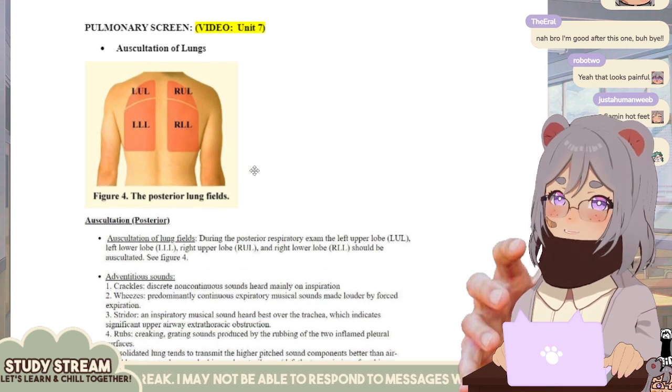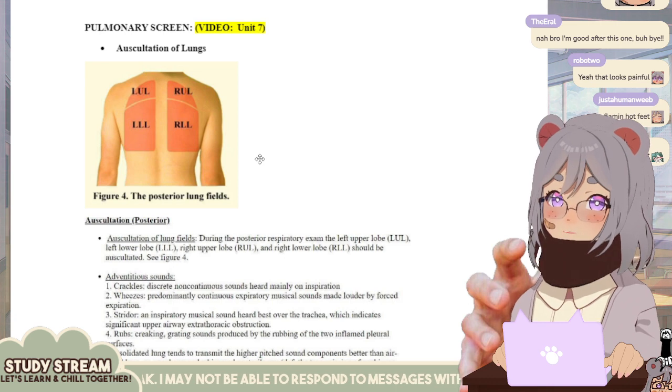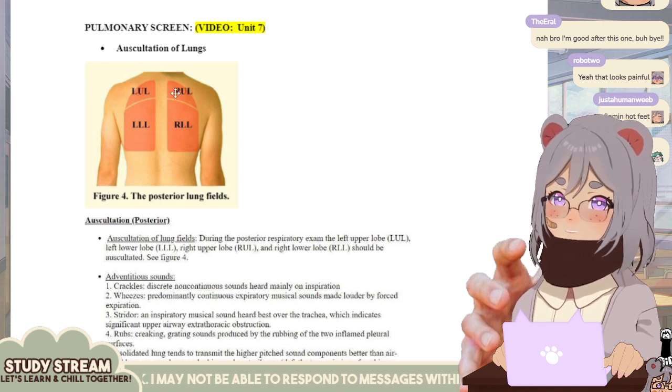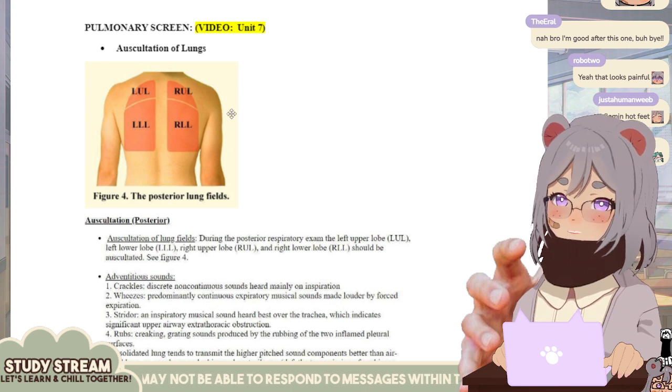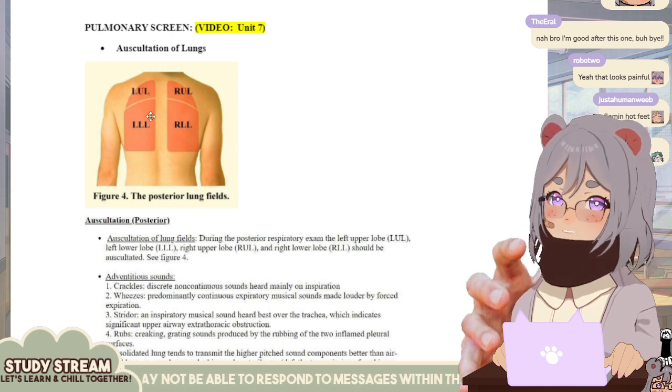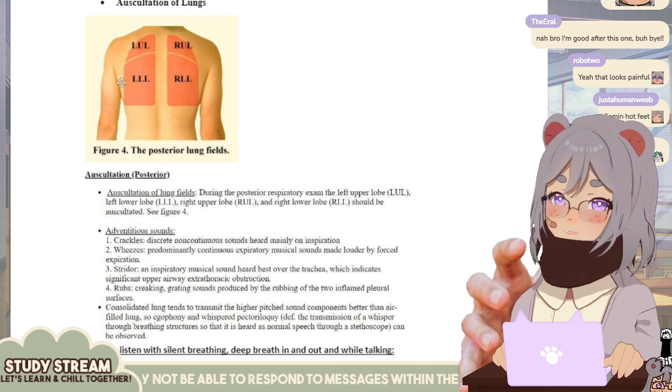So let's talk about it. How can we hear the lungs? Well, your lungs are pretty big. This is someone's back. You see the lungs all the way over here? Ta-da! And so what you want to do is check in each lobe, the left and right, upper and lower lobe.